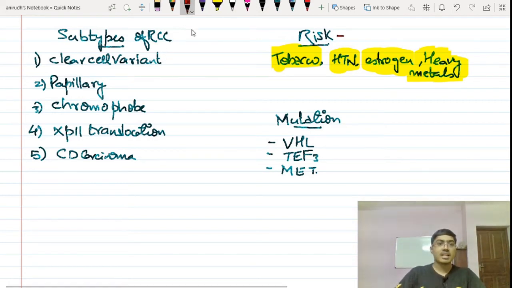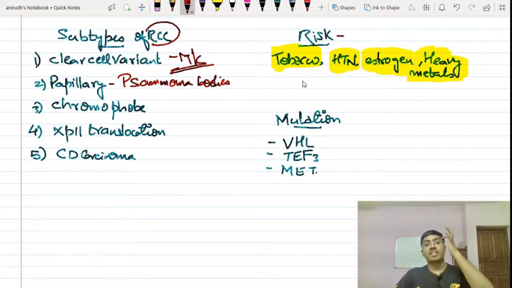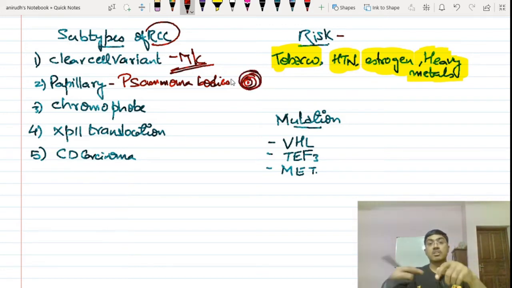Let us talk about the subtypes here. Most common is the clear cell variant, which we have seen now, isn't it? It has granular or clear cytoplasm, and a pyknotic nucleus separated by septum. Then you can have papillary renal cell carcinoma, and here comes a very important feature, which we have discussed: this can have psammoma bodies. Dystrophic calcification, where calcium is deposited in a concentric circle-like arrangement. Chromophobe carcinoma is another type. Then XP11 translocation carcinoma, and collecting duct carcinoma, which is very rare.